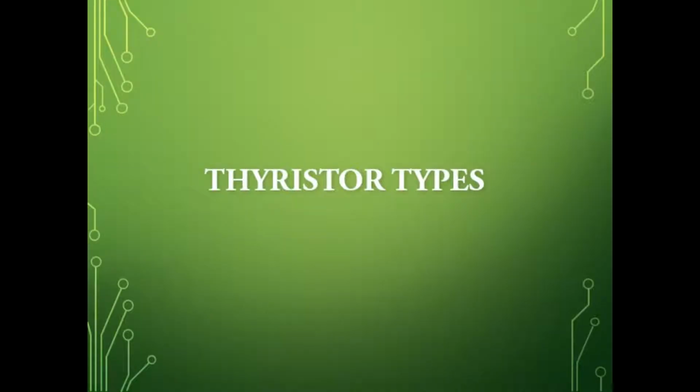Welcome you all. In this session, let us see the different types of thyristors which are available. The thyristors are usually manufactured by the process of diffusion. To turn on the thyristor, there are various methods, and for the turn off process, it depends on the kind of supply, that is, whether the supply is AC or DC.